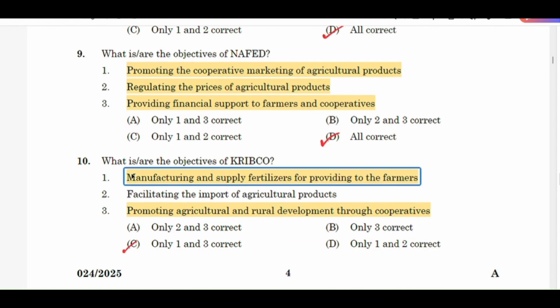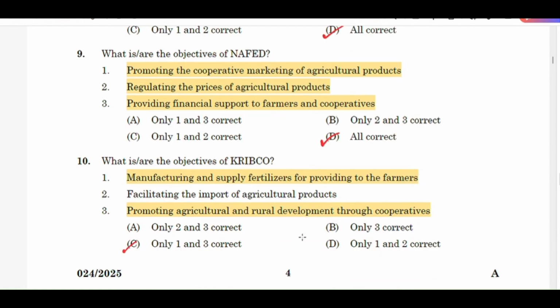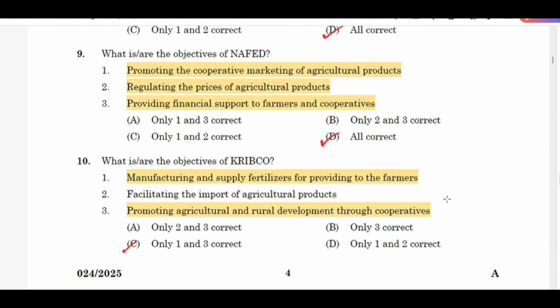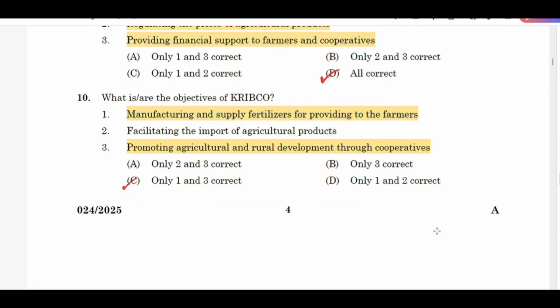Next question, what are the objectives of KRIBHCO? Answer is option C, only 1 and 3 correct. Manufacturing and supplying fertilizers for providing to the farmers, promoting agricultural and rural development through cooperatives.